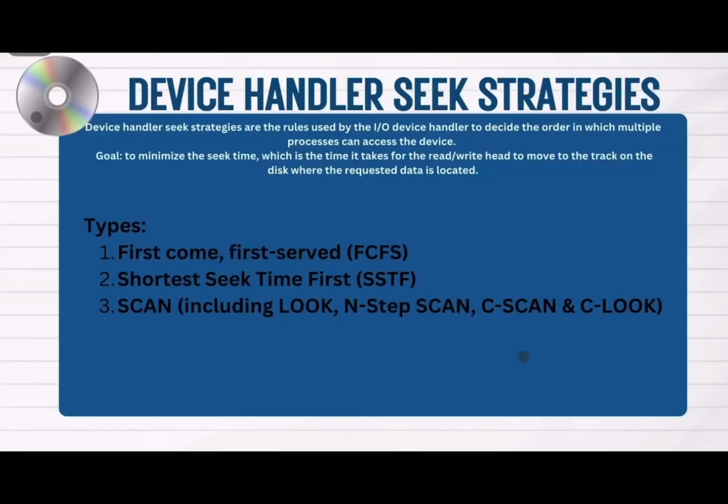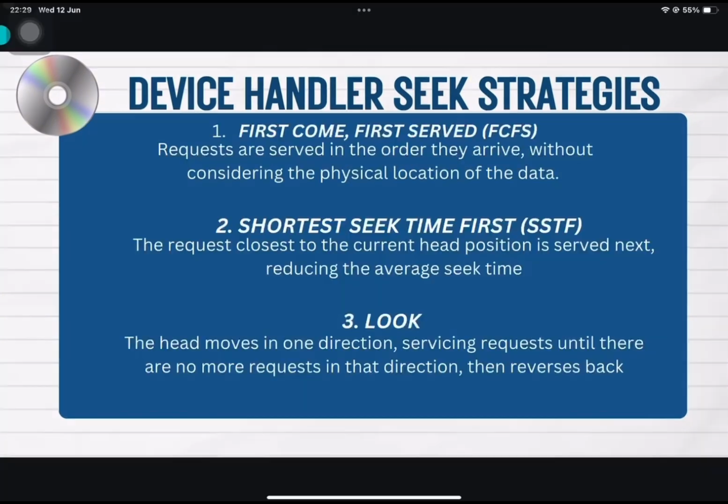Now, we go to the device handler strategies. Device handler strategies are the rules used by the I/O device handler to decide the order in which multiple processes can access the device. The goal is to minimize the seek time, which is the time it takes for the read or write head to move to the track on the disk where the requested data is located. The types are: first come first serve, shortest seek time first, and SCAN, including LOOK, C-SCAN, and C-LOOK.